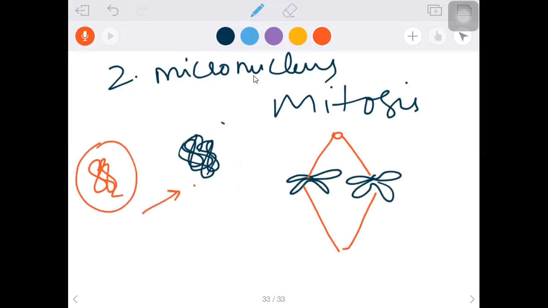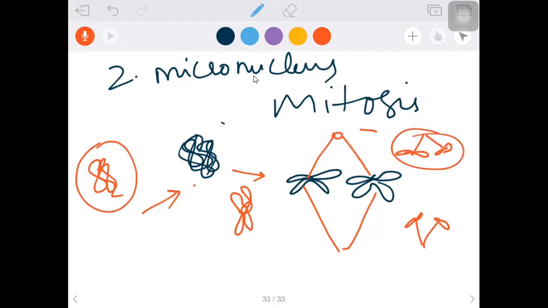You can see here that chromatin material is condensed in the form of chromosomes, and the chromosomes are arranged on the equatorial plane, and these chromosomes are pulled into the polar regions. Then they form two nuclei, and the nuclear membrane reappears. I'm not going into the details of mitosis, as I already have a special chapter for mitosis. So just to see the difference here.